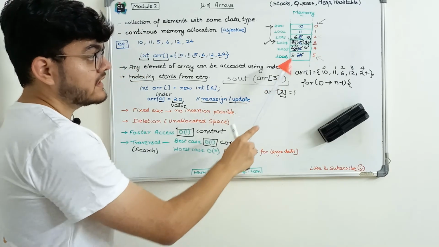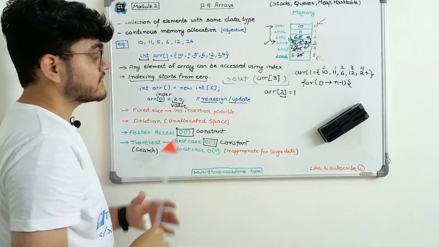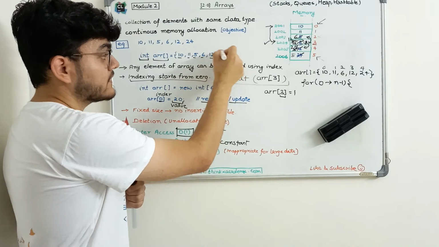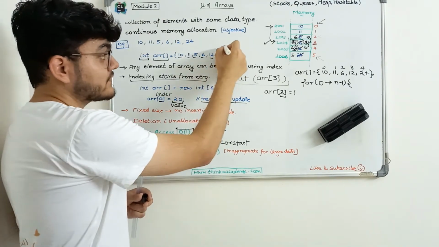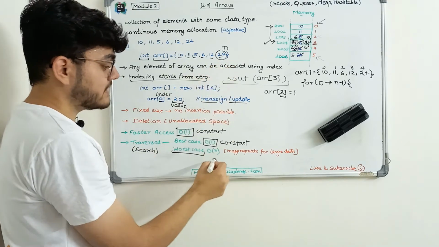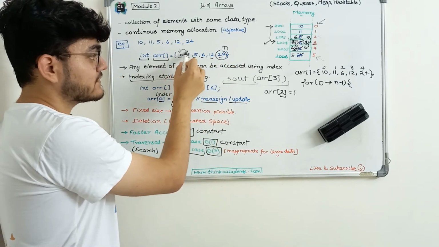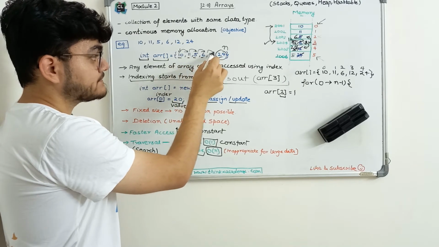In the worst case, let's say I want to search the element 5, or let's say I want to search the element 24. So here you can see 24 is at the nth position. So in the worst case, the time complexity to reach here will be big O of n, because we will have to go to this position, then this one, and so on.